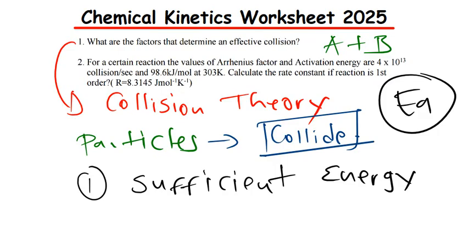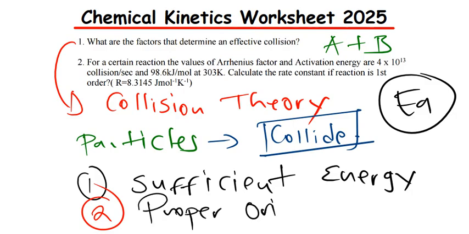So that's number one. Number two, would you give it a guess? The other factor that is required for an effective collision is the correct orientation. So orientation is also important. I think the suitable words to use would be proper orientation, the way the particles are oriented as they get to collide. These two factors are very important for an effective collision. So that's what question 1 was actually dealing with.